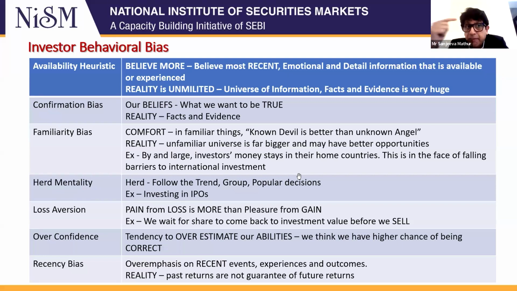Familiarity bias. Investor issue: comfort. In the familiar, the known devil is better than the unknown angel. Reality: the unfamiliar universe is far bigger and may have better opportunities. So equity has a better horizon. The longer the term, the more people generate wealth. By and large, investors' money starts in their home country. This is the case for all.